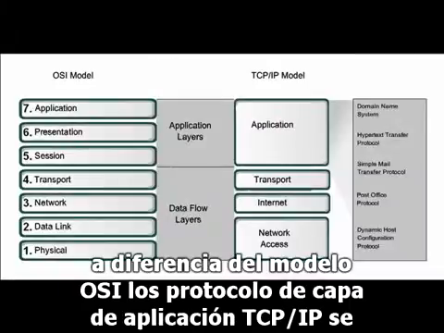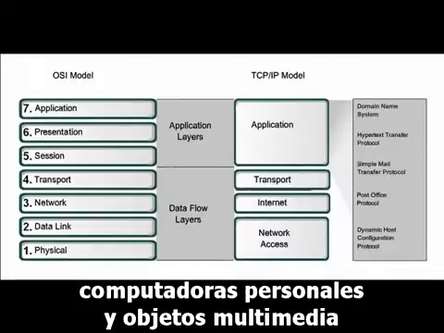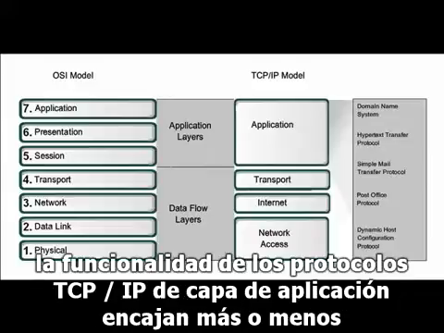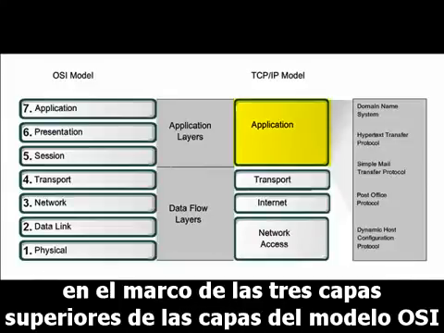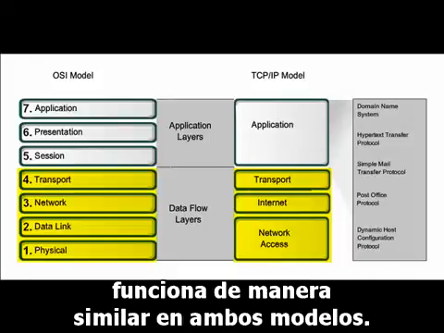Unlike the OSI model, the TCP/IP application layer protocols were developed before the emergence of personal computers, graphical user interfaces, and multimedia objects. This is the reason for additional layers in the OSI model. The functionality of the TCP/IP application layer protocols fit roughly into the framework of the top three layers of the OSI model.